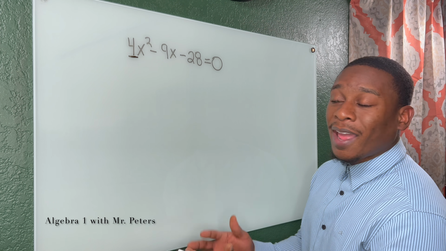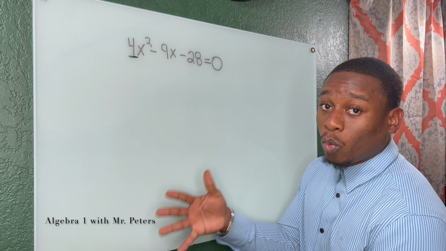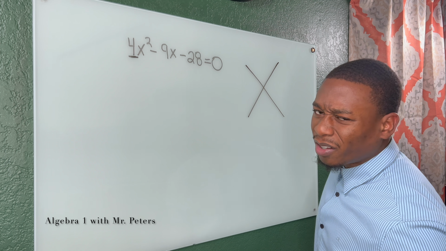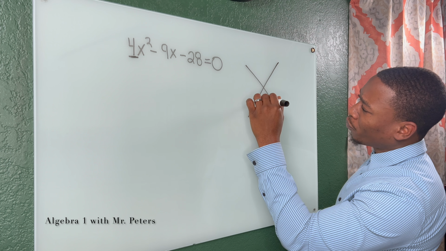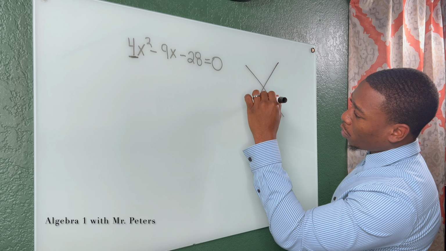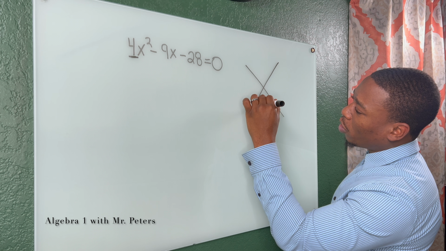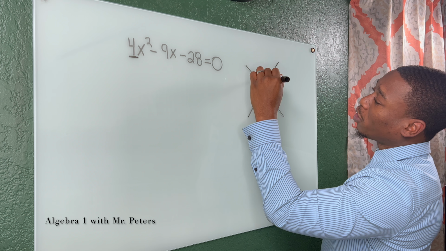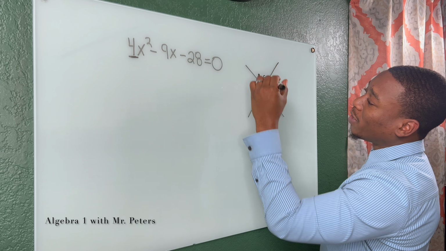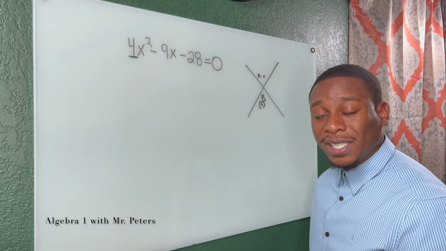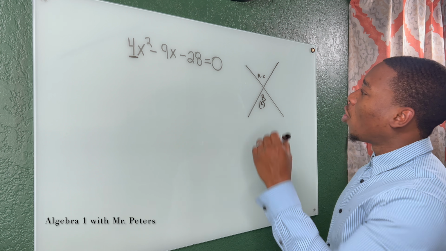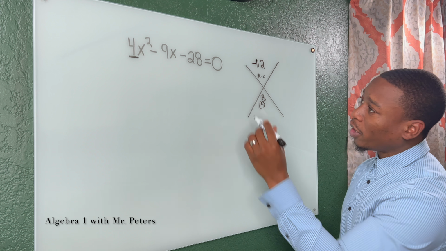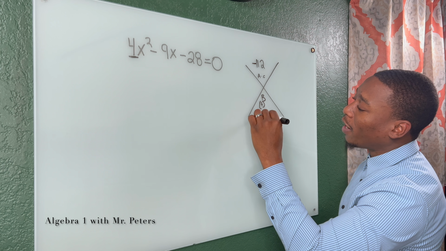And this is when our lead term is greater than 1. So we draw our X, draw our diamond, whatever you want to call it, doesn't matter. And on the bottom, we're going to have B, because we know that it needs to add to give us 9, and it needs to multiply to give us A times C. In this problem, A times C is going to give us negative 112. We know it's going to add to give us that 9x.